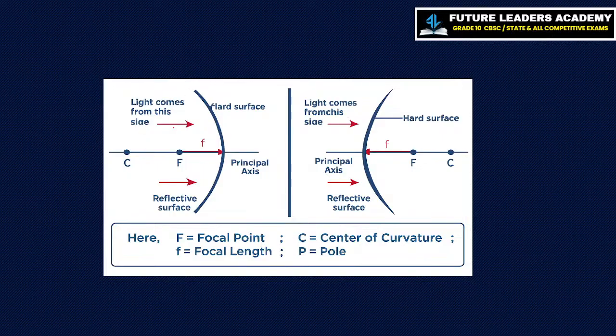Light comes from this side. Okay, this is the polished surface inside. This is from here to here. It is the focal length. This is the principal axis. The hard surface means not reflecting. So light comes from this one.